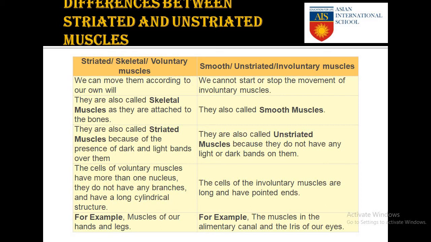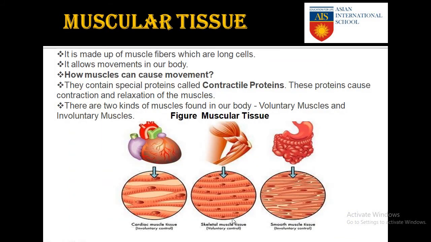Now why do we call it striated muscle? Because of the presence of dark and light bands over there. See, skeletal muscle, we have the dark and light bands. Understood? But in this, you see, they are tapered at the end. They are cylindrical, with a blunt-like structure at the end, but these are tapered. They are also cylindrical but tapered at the end.